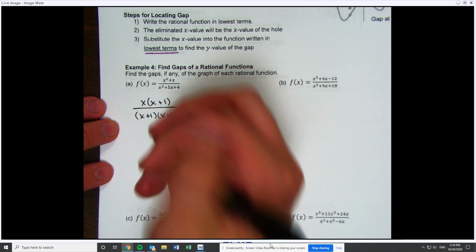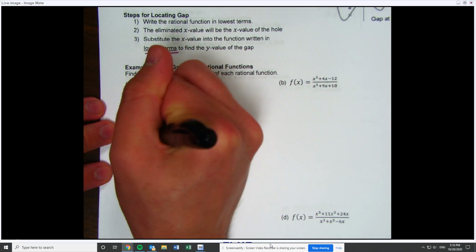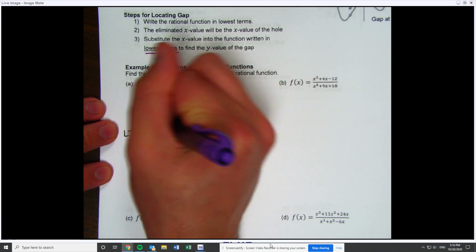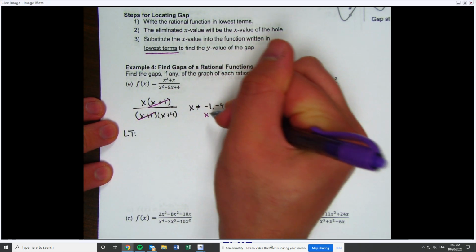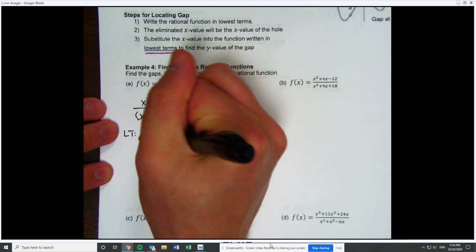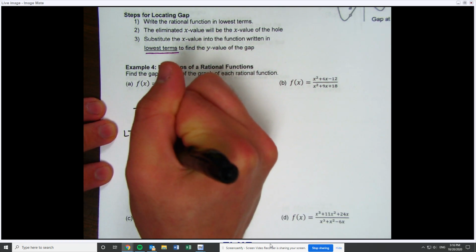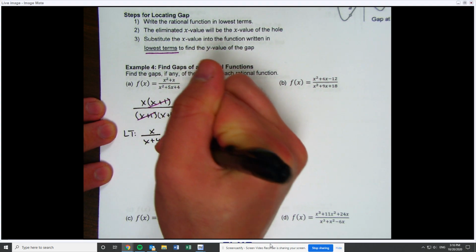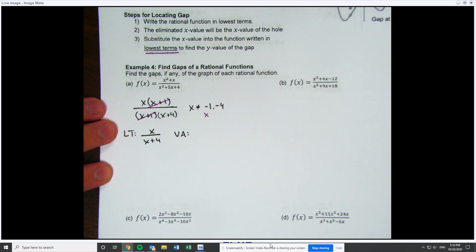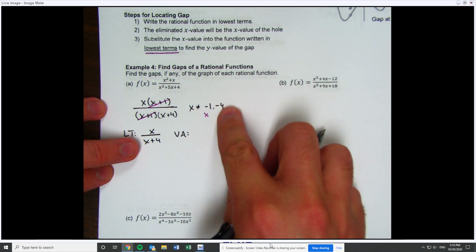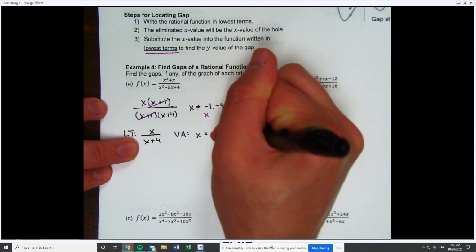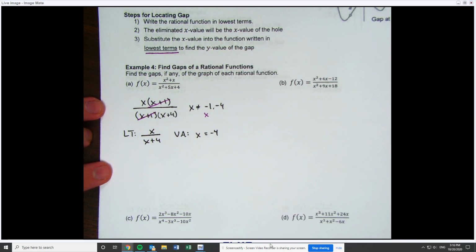Now, writing this in lowest terms, the value I see can be removed, x plus 1. So I'm going to put a little x under the -1 because that went with it. Now I have x over x plus 4. As far as the vertical asymptote goes, we can list that out because it's really fast. -4 is still the issue for us. So x equals -4. All done.